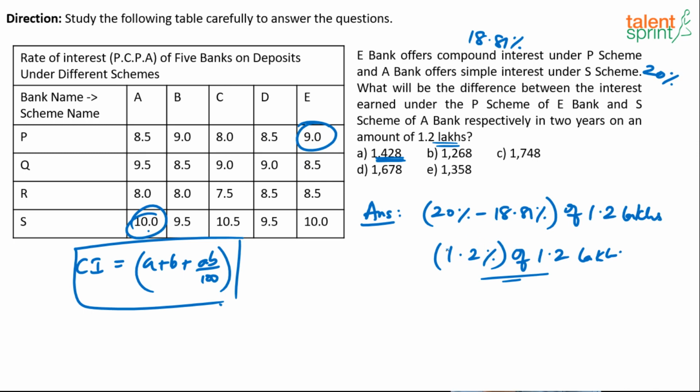Because we have taken approximately as 1.2%. Actually, it is 1.19%. Actual value is 1.19, meaning slightly less than 1.2. So answer should be less than 1440. You're getting it? Slightly less than 1440. Anyway, options are all eliminated because of 1.2 times 1.2 resulting in 1440, which is closest to option A here.